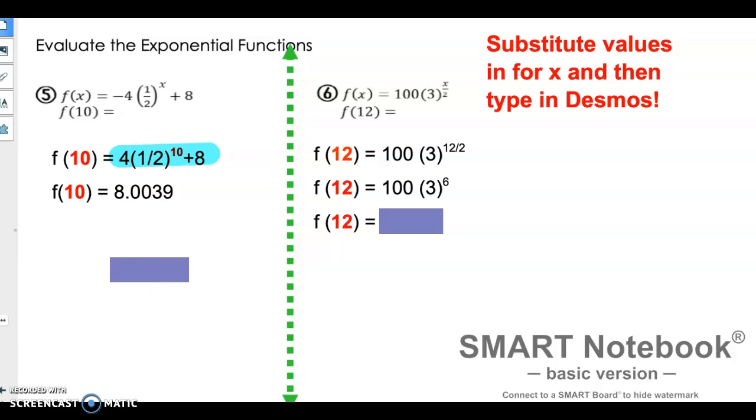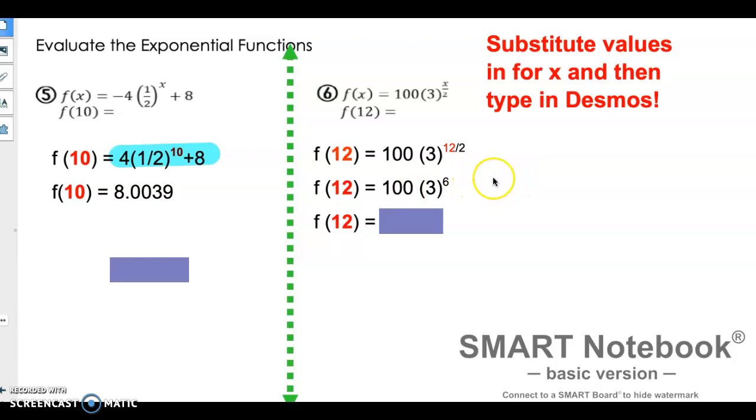Okay, for number 6, f of x is equal to 100 times 3 raised to the x over 2. Find f of 12. So we're going to take our function and evaluate it for an input of x equals 12, which means everywhere we see an x, we're just going to replace it with a 12. So f of 12 is equal to 100 times 3 raised to the 12 over 2 power. Well, we know that 12 divided by 2 is just 6. So you can simplify this to f of 12 is equal to 100 times 3 raised to the 6th power.